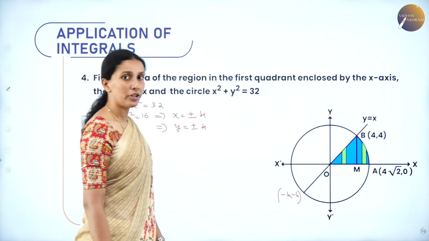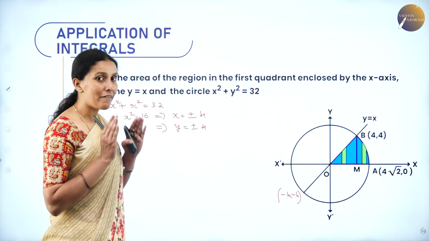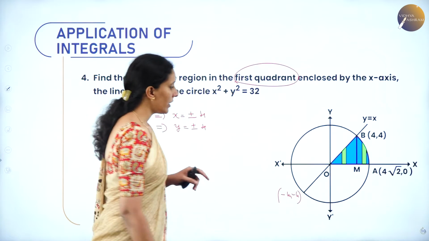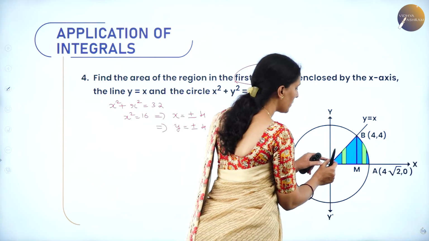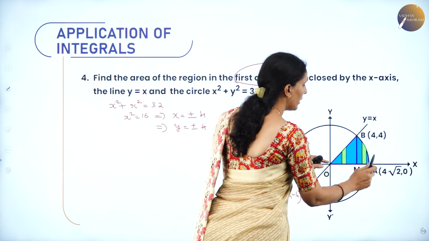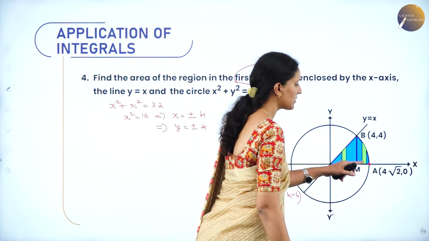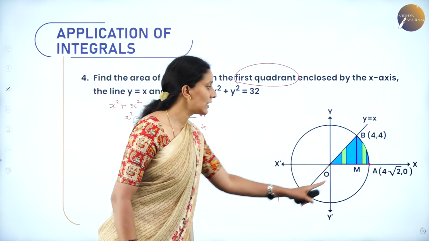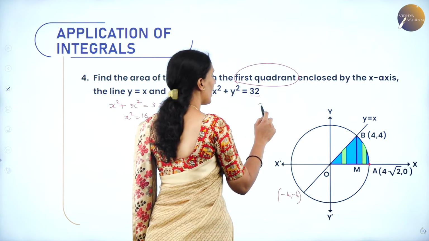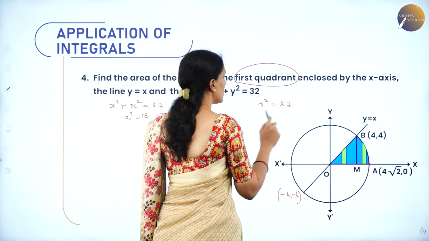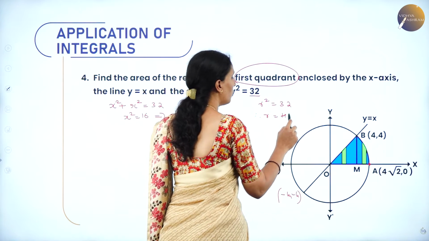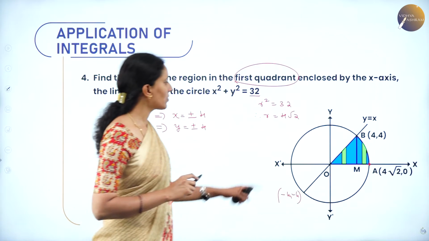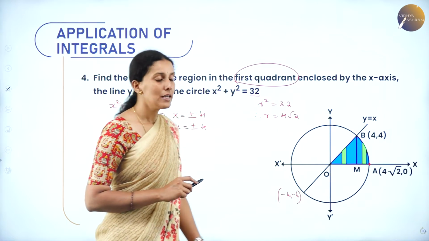So these are the points of intersection, but here they have asked you to find the region only in the first quadrant. That means our region starts from 0 to, so till here. So what is this point? This point is (4 root 2, 0). Why? Because the radius of the circle here, r square is equal to 32. So therefore r is equal to 4 root 2. Since radius is a measurement, we should take the positive quantity. So therefore it is (4 root 2, 0).